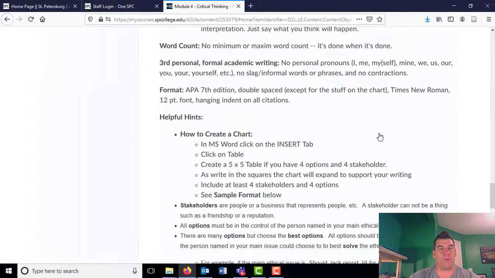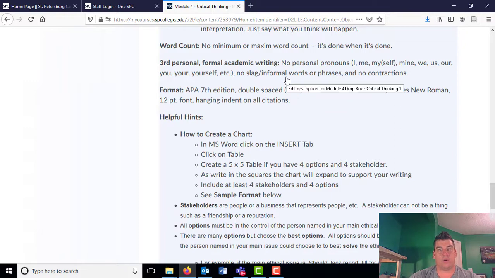For this assignment, I want us moving into 3rd person formal academic writing. So that means no personal pronouns: I, me, my, myself, mine, we, us, our, nothing that refers to you personally, and nothing that refers to the reader: you, your, yourself. We want to be talking in 3rd person because these are general statements that will apply to everybody.